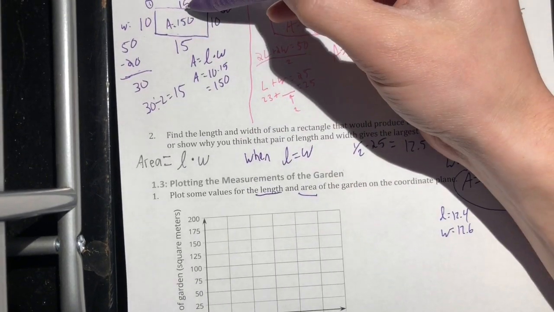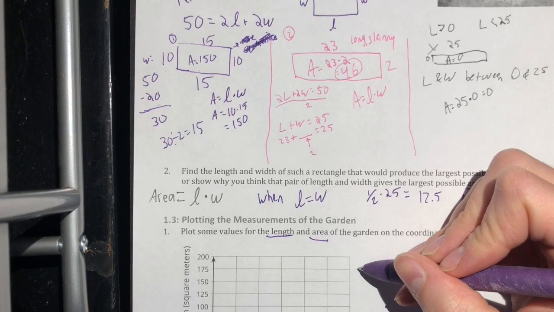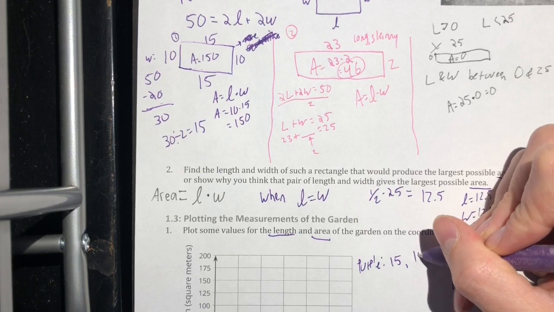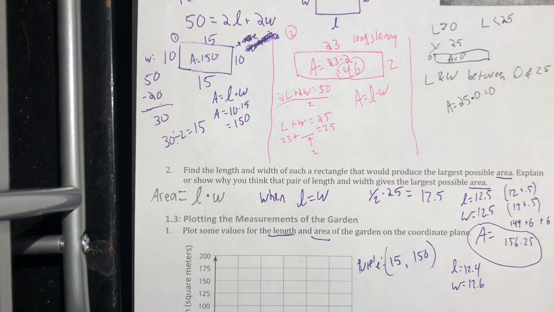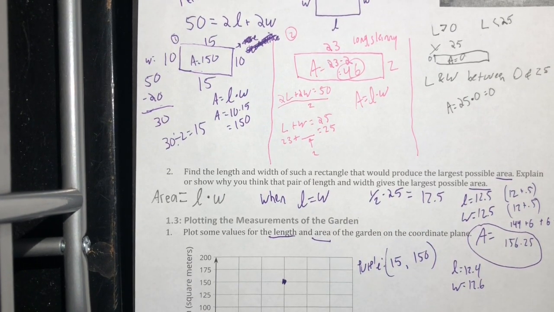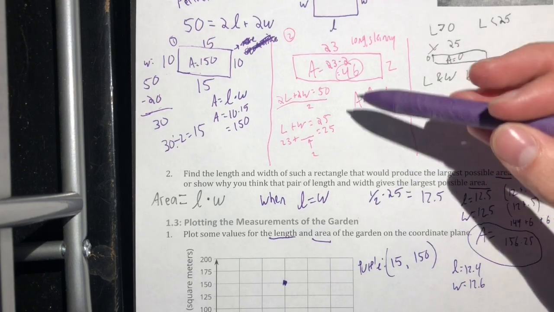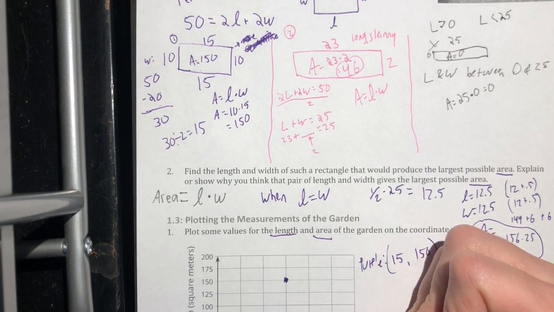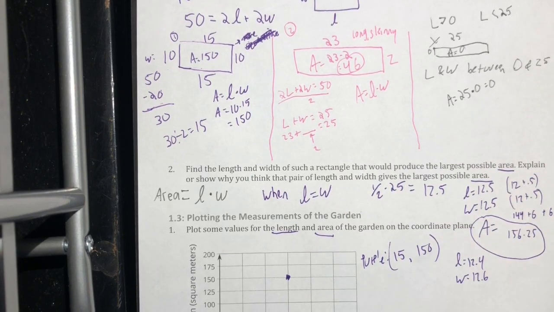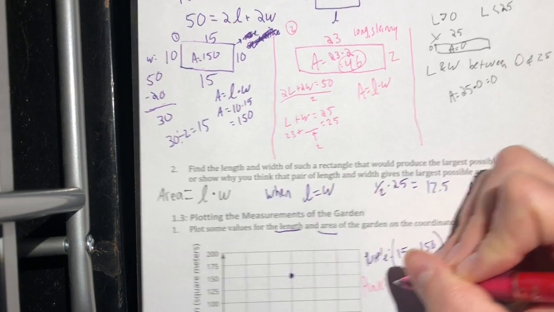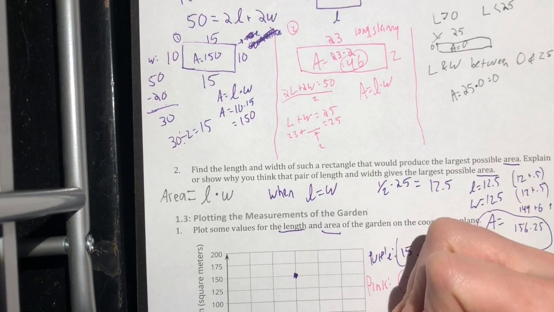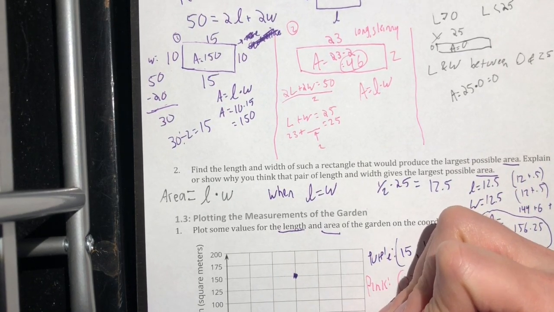So if I plot my purple one, my length is 15. It's 15 is my length, and my area was 150. So let's see, 15, 150. Okay, and then I'll do my pink one, 23, comma 2. 23 is like here, and then 2. No, I'm sorry, not 23, 2. 23, and the area is 46. So 23 and 46 is like, here-ish.